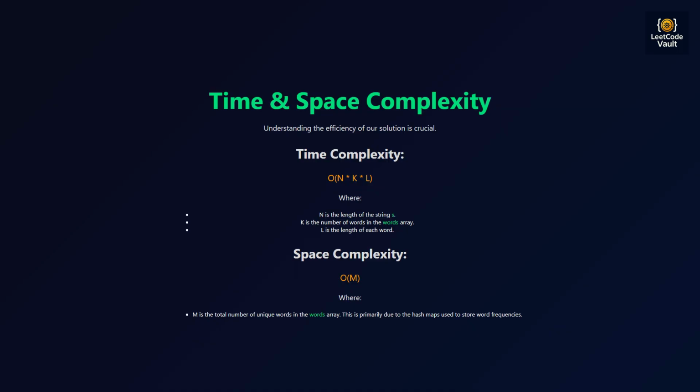Remember those examples we looked at earlier? We'll use them to walk through how our code handles these cases, showing you how the window moves and the hash map changes at every iteration.